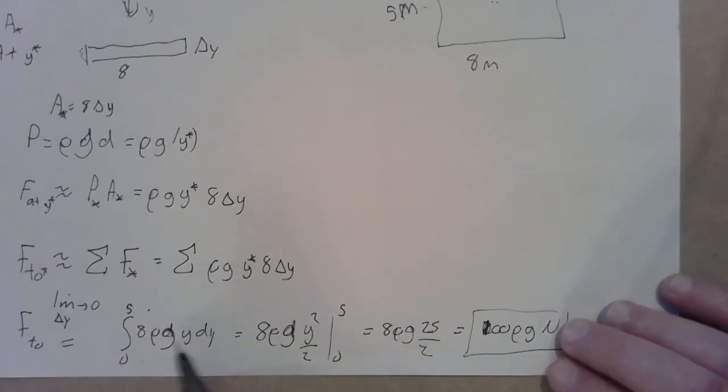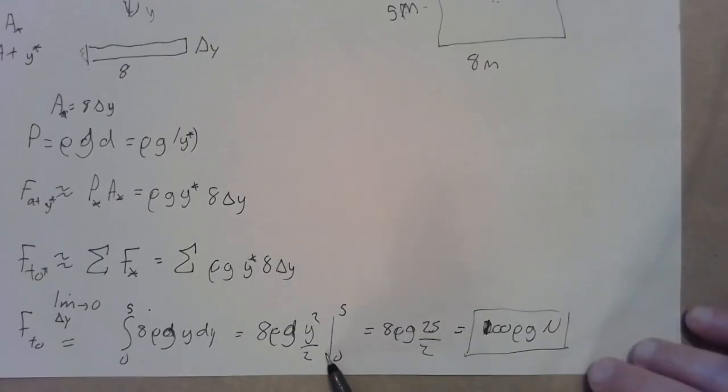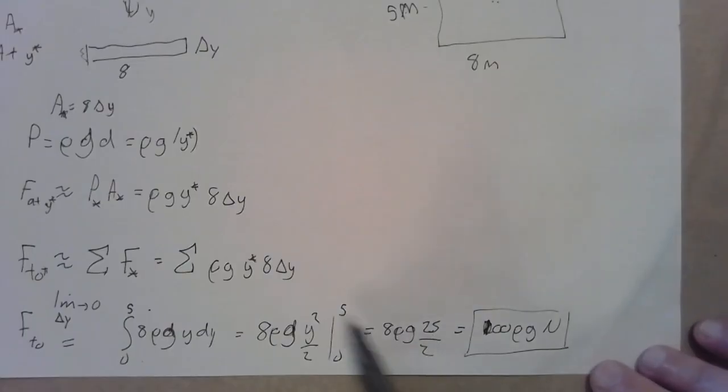8, rho, and g are all constants. They can come outside the integral. The antiderivative of y dy is y squared over 2. Plug in our top and bottom limits, the 0 cancels out. And we end up getting 100 times rho, which is 1 for water.